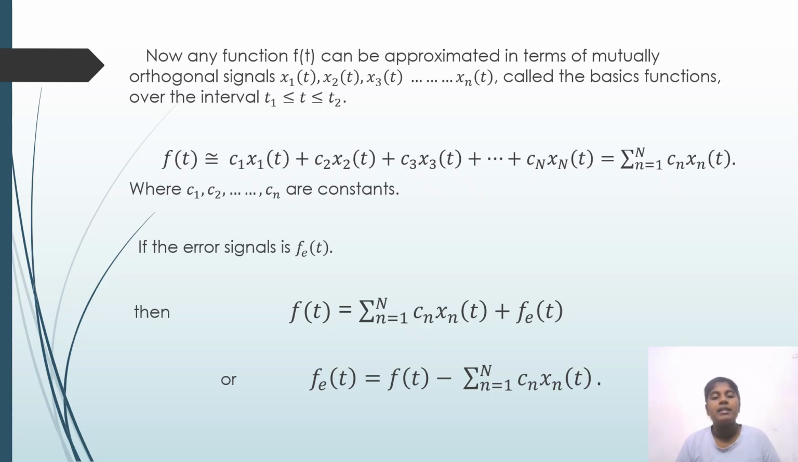If the error signal is fe(t), then f(t) equals the summation from n equals 1 to N of cn xn(t) plus fe(t), or fe(t) equals f(t) minus the summation from n equals 1 to N of cn xn(t).